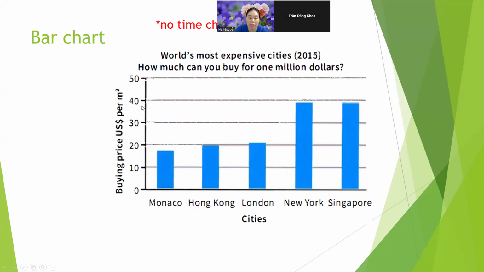Now, this bar chart doesn't have time change, even though there's 1 year, right? 2015. But basically, they're just comparing the figure for that year among different cities. So no time change here.